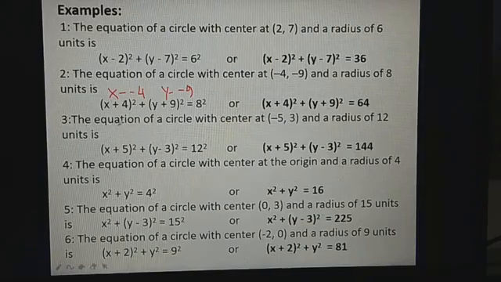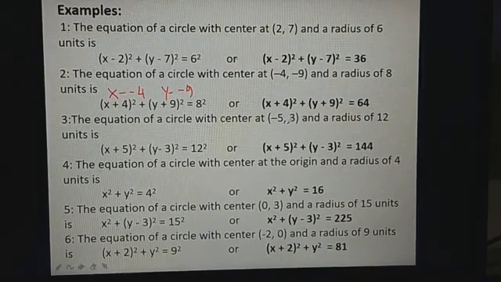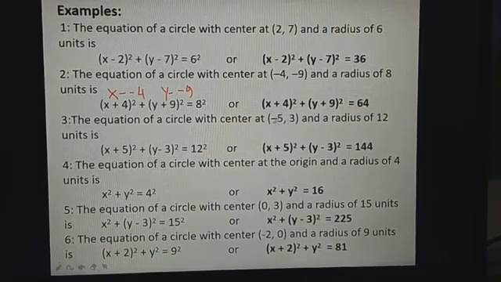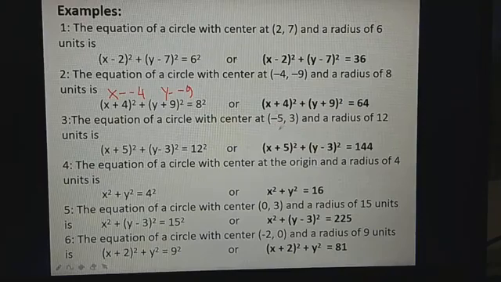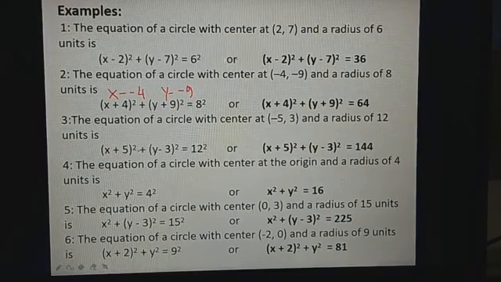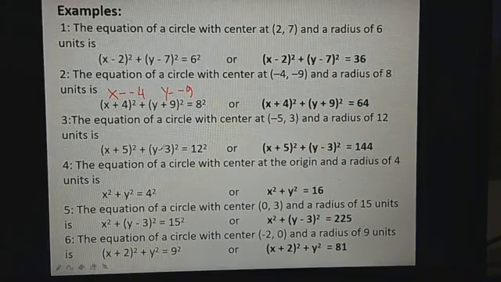Next, number 3. The equation of a circle with center at negative 5, 3, and a radius of 12 units. Okay. Since this is negative 5, if we multiply this in the operation x minus h, or minus times negative 5, so will become positive 5. And then if this is positive 3, so minus positive 3. Square is equal to, ang ating radius ay 12. So if we square 12, our equation will be quantity of x plus 5 square plus quantity of y minus 3 square equals 144. 12 times 12 is equal to 144.